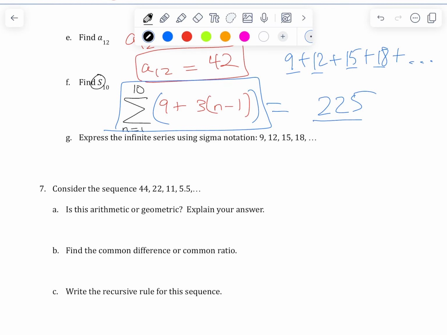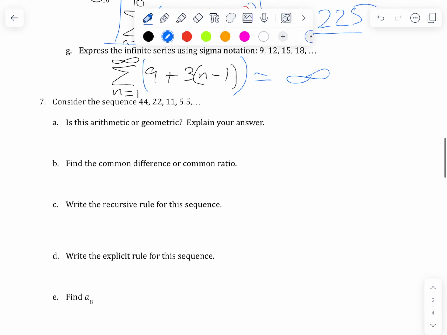Express the infinite series. Well, I already wrote it in sigma notation above. I'm just saying start with the first number and go on forever. And then you just copy this down. And that's it. Now, I like to put parentheses around it when I type it in the calculator. They didn't ask for an answer. They just want the equation. You can't get an answer. The answer would be infinity. It would grow forever. It would never stop.